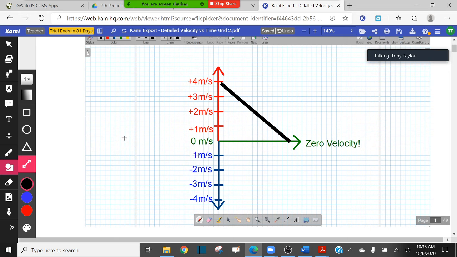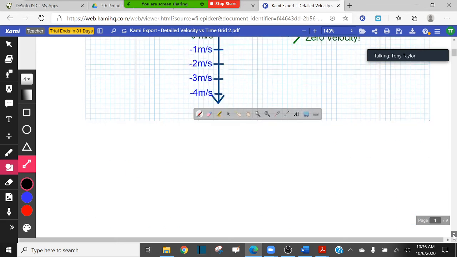Now the question is, are we speeding up or slowing down? Hopefully it should be obvious that this line represents an object that is slowing down. Here's how I know that: as I read my graph from left to right, notice how the line appears to be approaching zero. If your trend approaches zero with time, in other words, it's getting closer to zero, and eventually hits zero, that means the velocity is decreasing. So in other words, it is slowing down. In this case, our object is slowing down while moving in the positive direction.